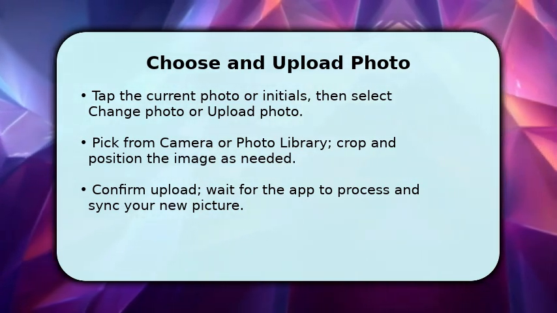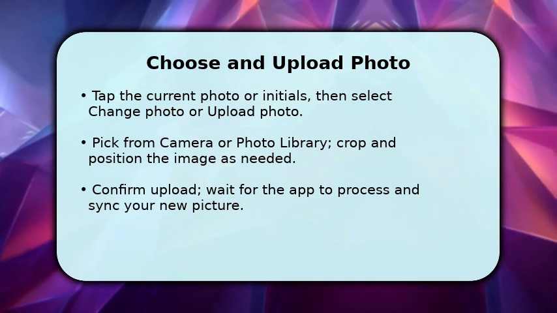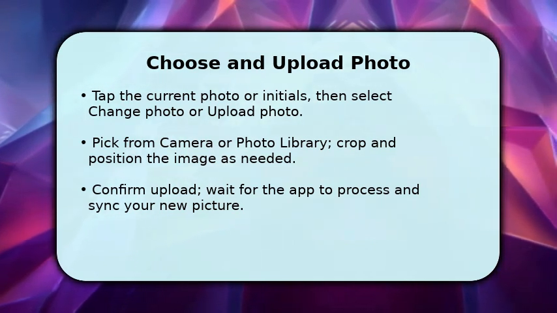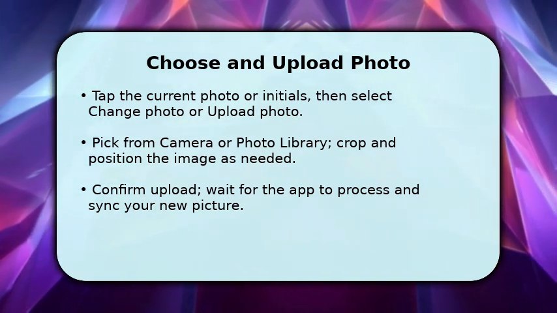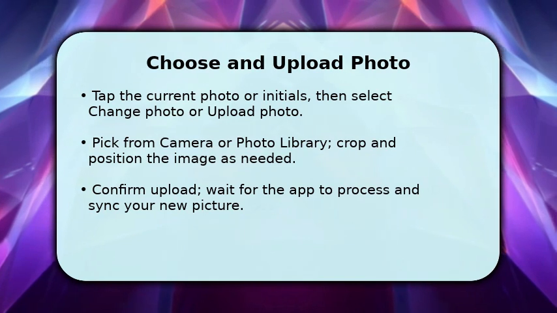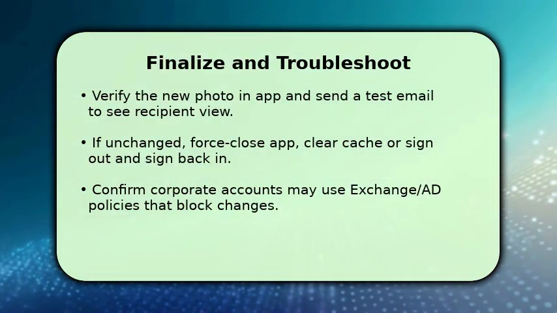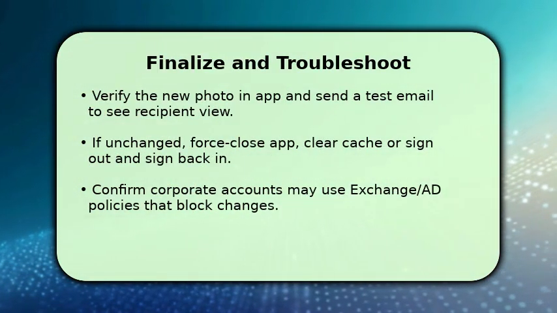After you confirm the selection, Outlook uploads and syncs the image to your account. Give it a minute so servers propagate the update. Finish by verifying the photo appears across the app and in a sent message. Send a quick test email to confirm how recipients see you.